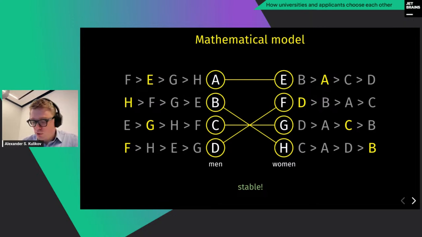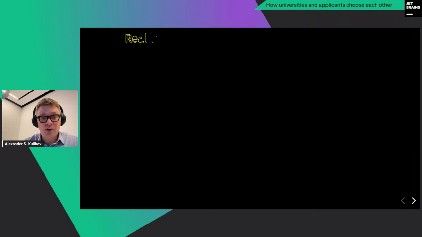Okay, so now let me proceed to an algorithm presented by Gale and Shapley. They present an algorithm that proves that for any n men and n women with preference lists, it is possible to construct a stable matching, and moreover, this can be done by a very simple algorithm. I'm going to show you this algorithm right now.